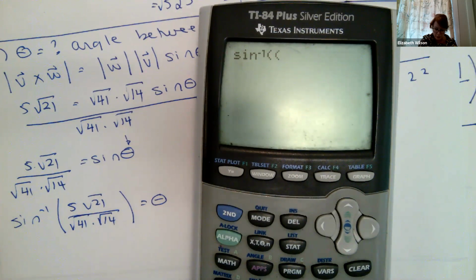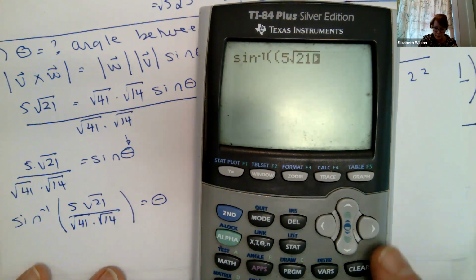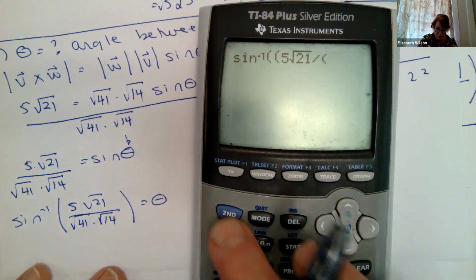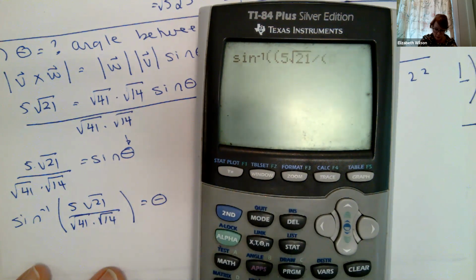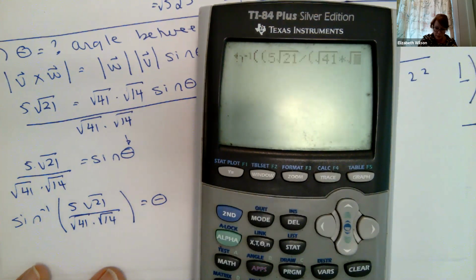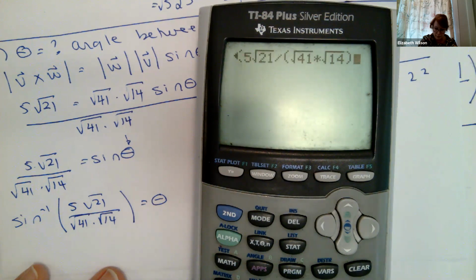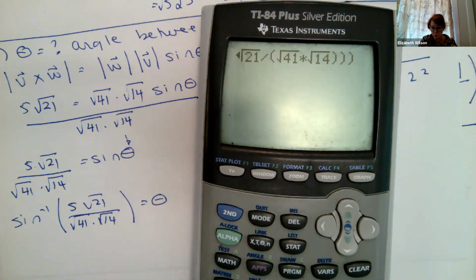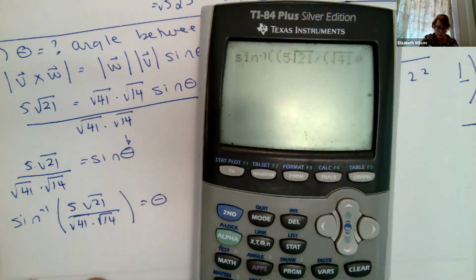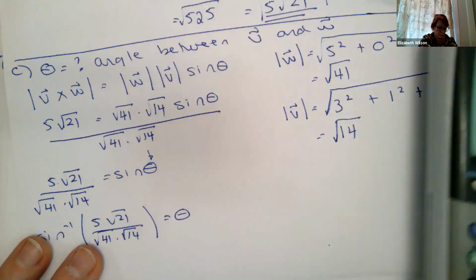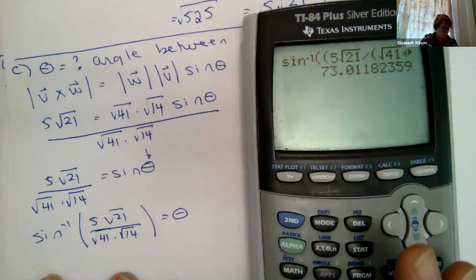So I'm going to go parentheses, 5, radical 21. And watch when I have to get rid of my radical, that's going to be divided by parentheses, radical 41 outside my radical, times radical 14 outside my radical, close parentheses on that, and then I have to close the parentheses on the sine. I'm really going overboard on my parentheses. So I did that all in one fell swoop.